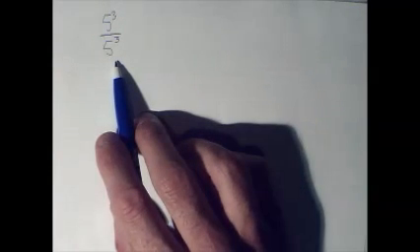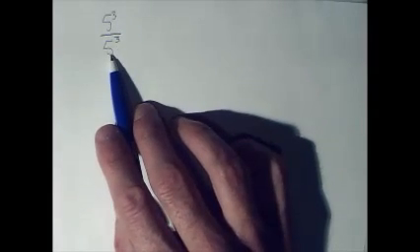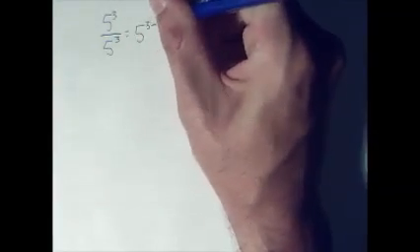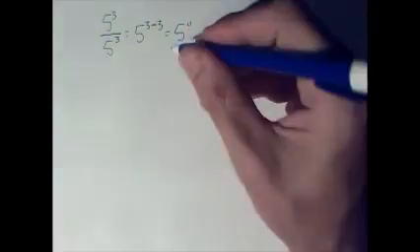For our next property, let's piggyback off the property we just did, the quotient of powers. Notice this is still a quotient of powers. I have a power, 5 to the third power, divided by another power, 5 to the third power. Dividing them, as we showed last time, is when I subtract my exponents. So 3 minus 3 gives 5 to the 0.